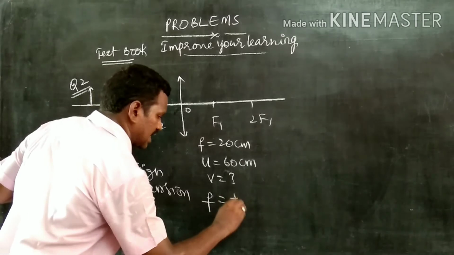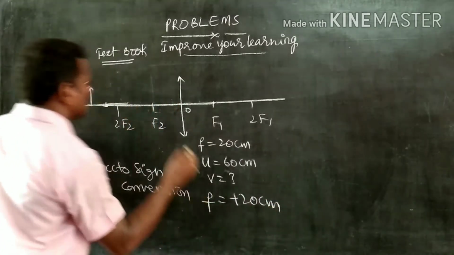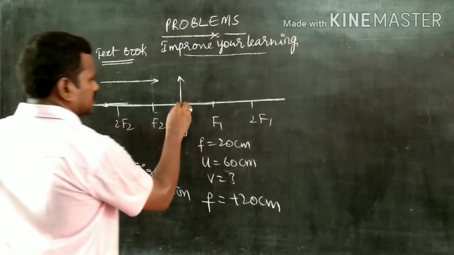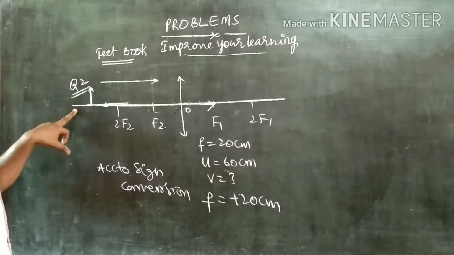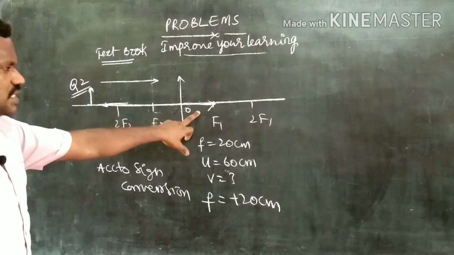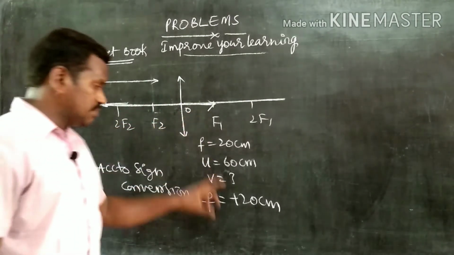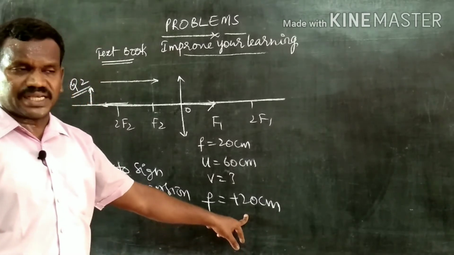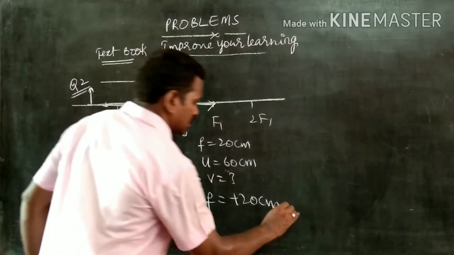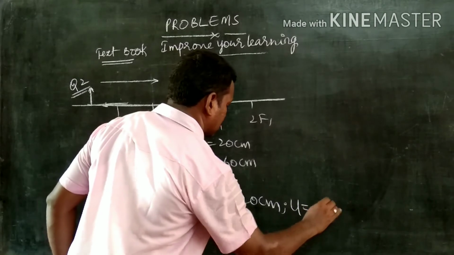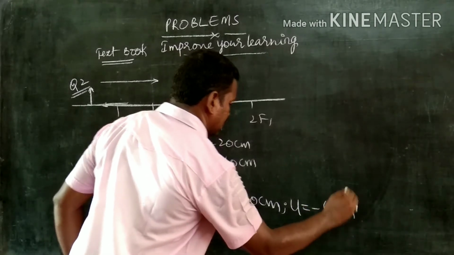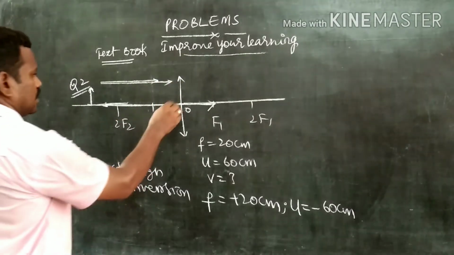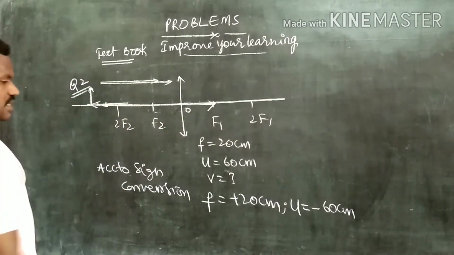f can be considered as plus 20 centimeters. Why? Because the light rays are traveling from the object in this direction, and our measurement is also in the same direction. If both the directions are the same, the distance can be taken as positive. I already explained this in the concept of sign conventions. Then what is the object distance? Object distance is minus 60 centimeters. Why? Because the light rays are falling from left to right, and we are measuring in the opposite direction.